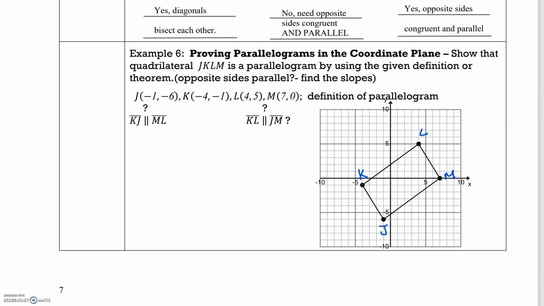So KJ is this length here. I'm going to go down and straight across, kind of like what we did in the previous chapter where we were figuring out length, but we're just going to find slope. So we're just going to do rise over run. So I'm going to go down 1, 2, 3, 4, 5, and over 1, 2, 3. So my slope is -5 over 3, and then LM. I'm going down 1, 2, 3, 4, 5, and over 3. So again, rise over run. So these are equal, so those are parallel.